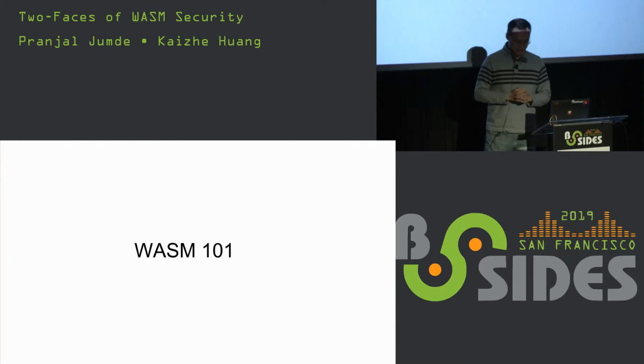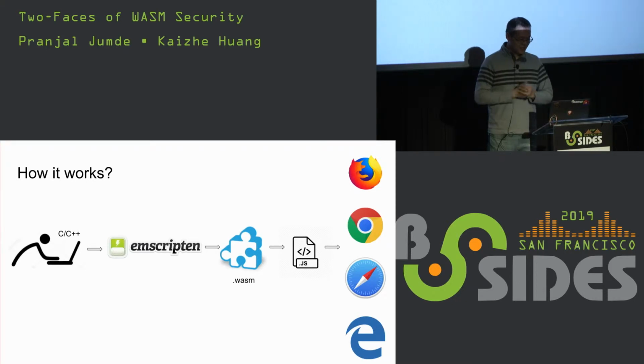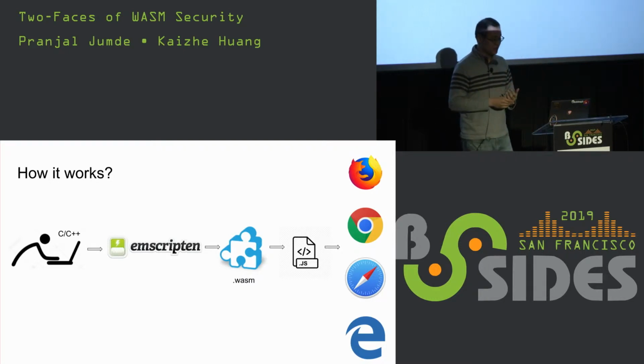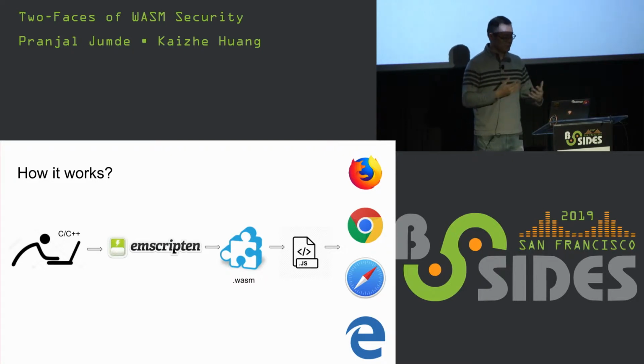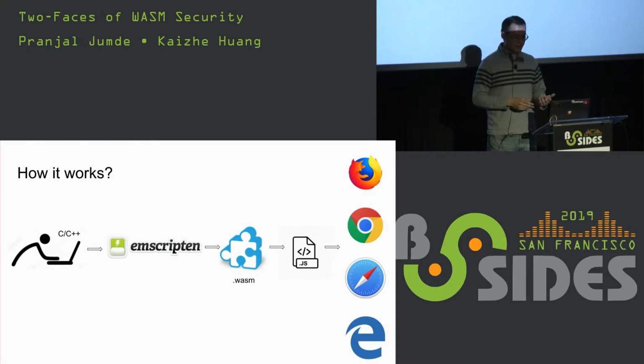Okay, so let's dive into a simple example of what WASM is. Let me stop here a little bit to talk about how this conversion, the compile process, looks. A C++ backend engineer does his work in C or C++, and uses Emscripten to compile his source code into WASM code. Then the JavaScript developer can use the WASM library just like any other JavaScript library, and it can be consumed by all the mainstream browsers: Firefox, Chrome, Safari, etc.